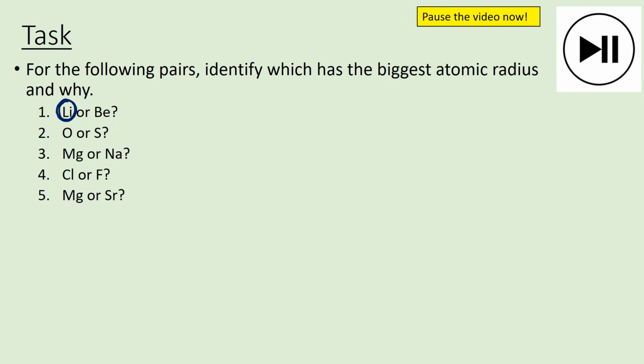Okay. Next, oxygen or sulfur. They're in the same group. As you go down the group, you've got more shells and more shielding, therefore bigger radius.